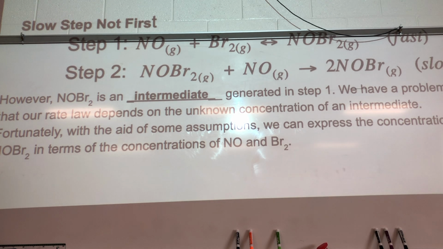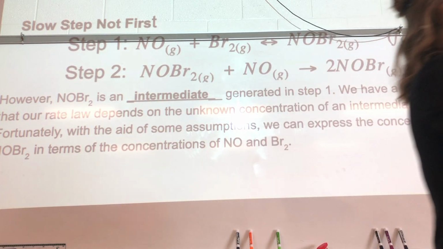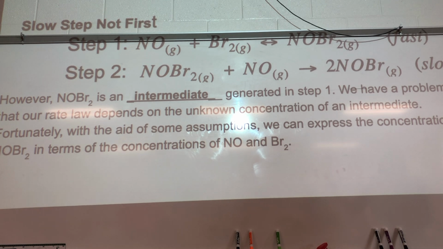Would you do 2 for step 1 because it goes back and forth? I'm glad you understand it goes back and forth, Macy. But for now, we're just looking at the rate of the forward. Technically, you could write a rate for the reverse, and then that would be the other one. And that will come into play here.